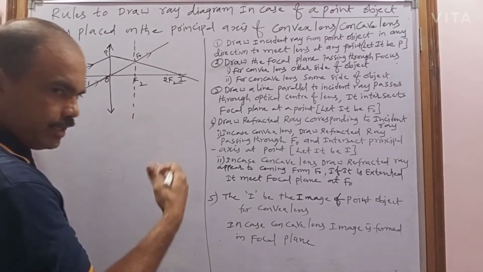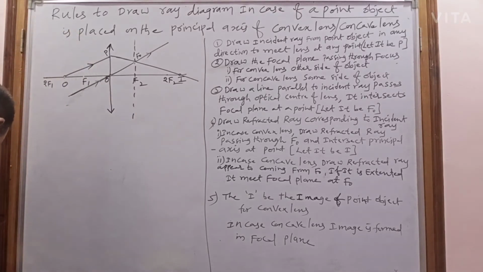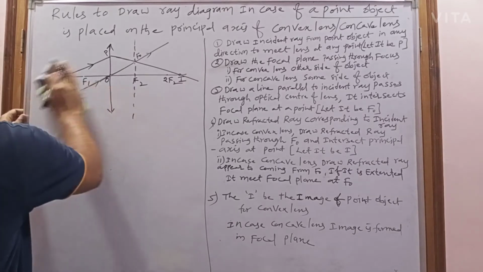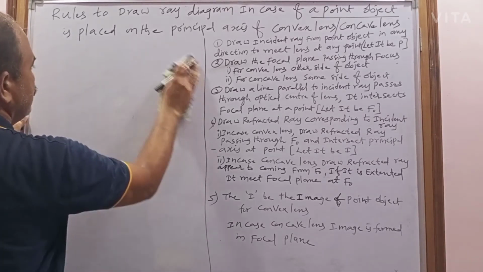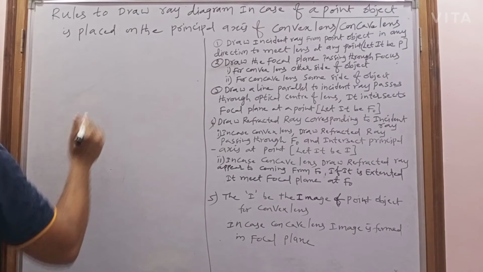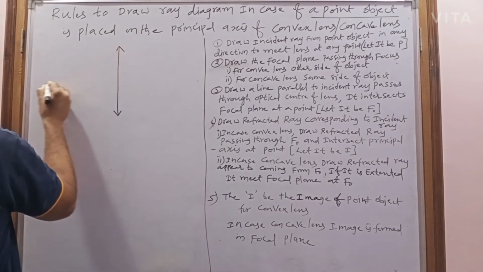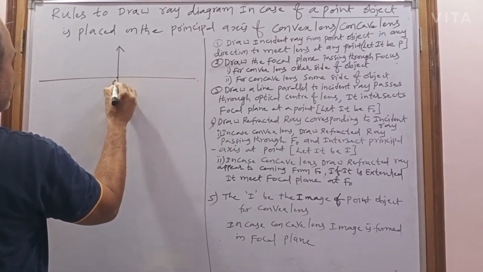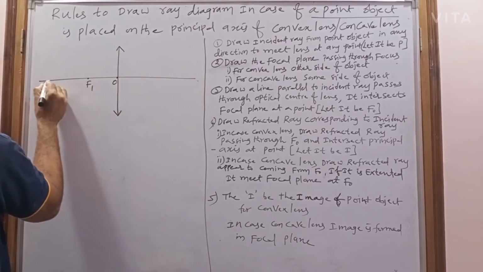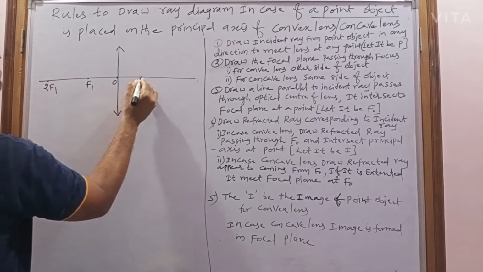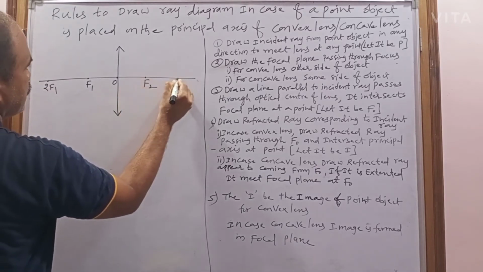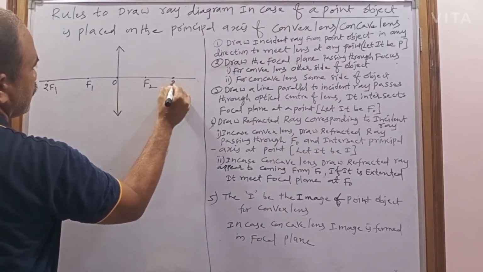So once again I am repeating, so listen carefully. Now this is a convex lens. This is the optic center. This is f1 and this is 2f1, and this is f2 and this is 2f2, consider.